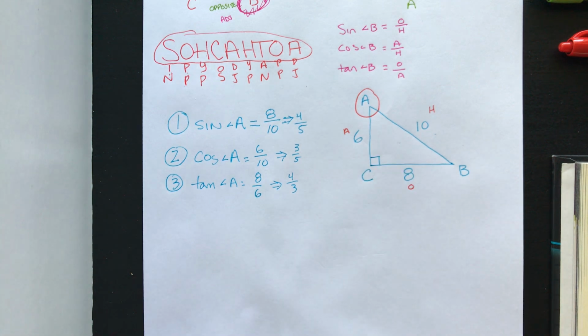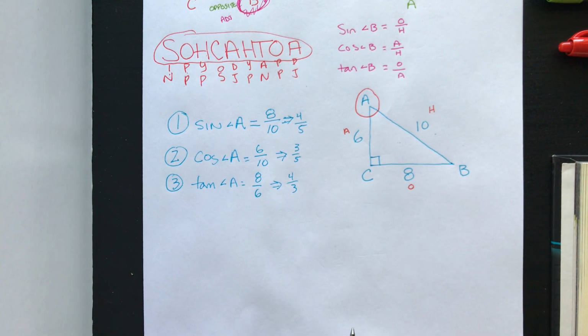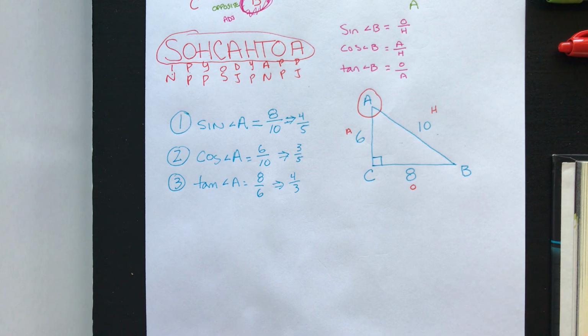Now, we didn't need to do anything on the calculator there because all that they were asking us to do was give the trigonometric ratio. That's it. And here's the ratios: 4/5, 3/5, 4/3. Now, they will ask us to solve some problems. So, let's look at number 4, okay?